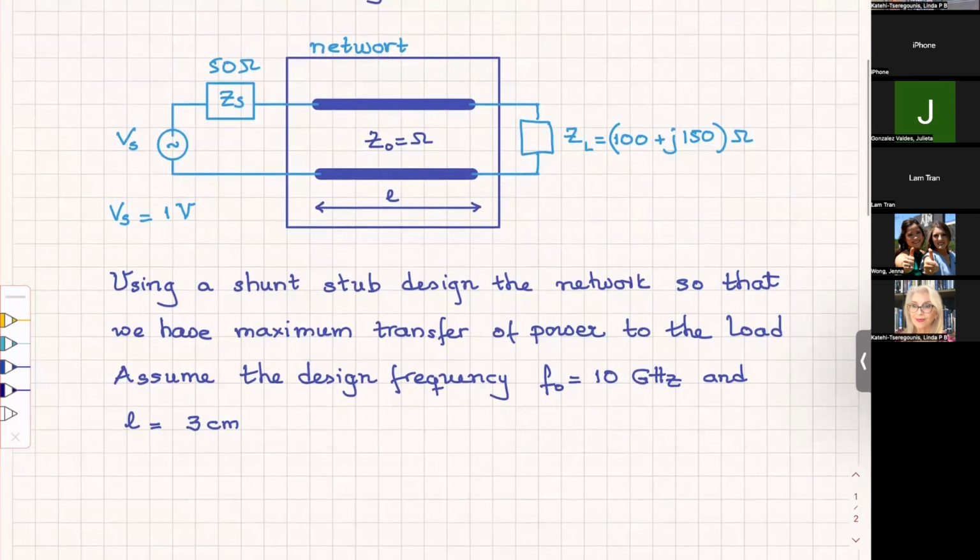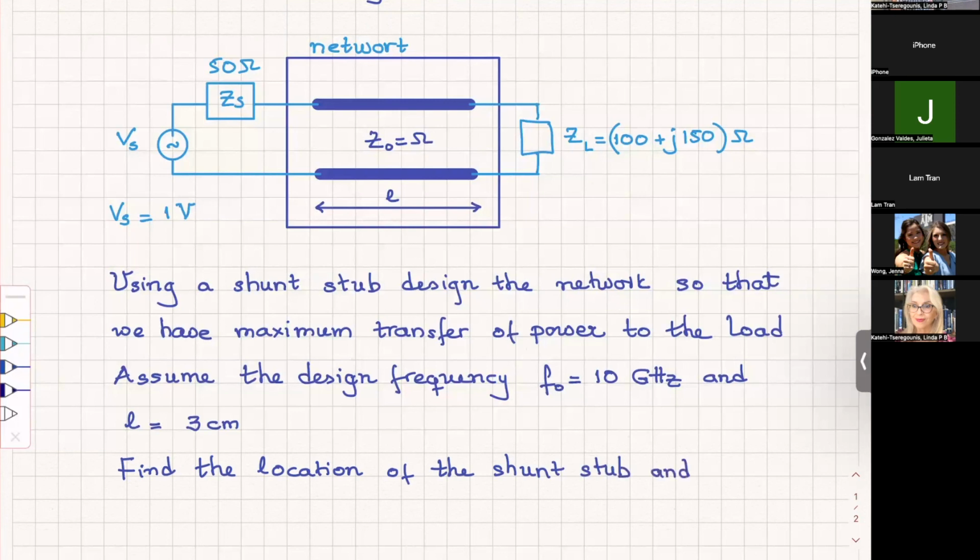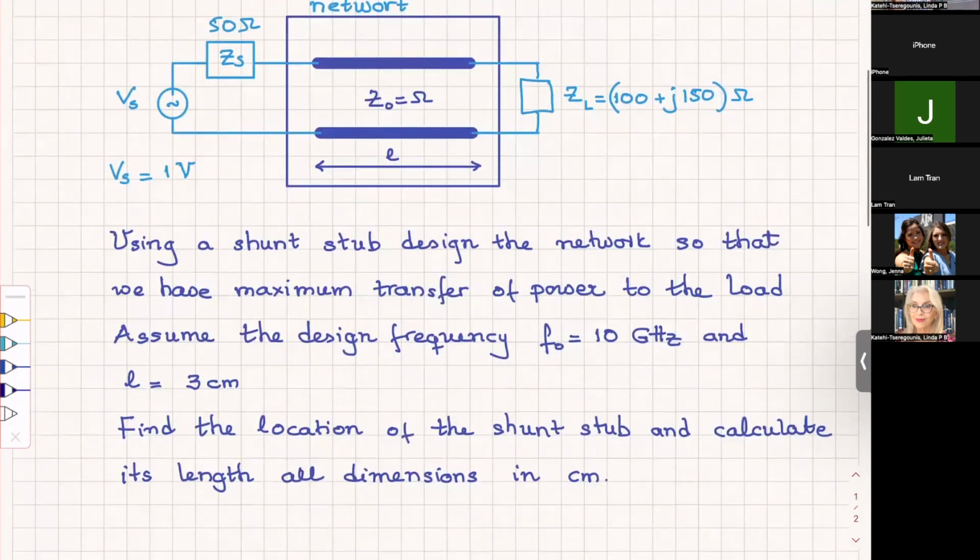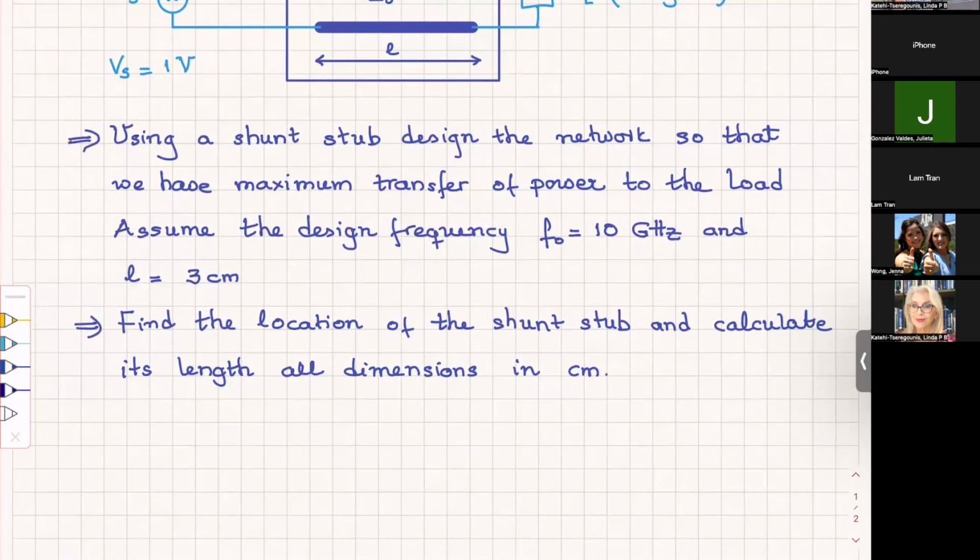All right, so find the location of the shunt stub and calculate its length, all dimensions in centimeters. Okay. So this is 1, 2, also 3.